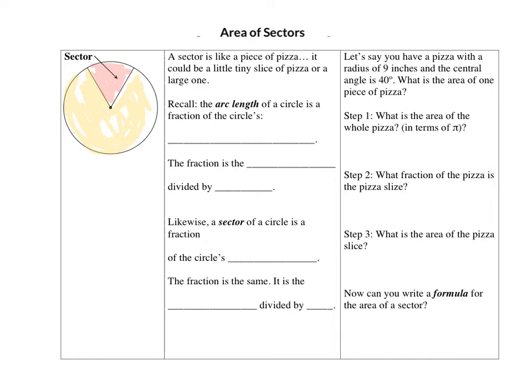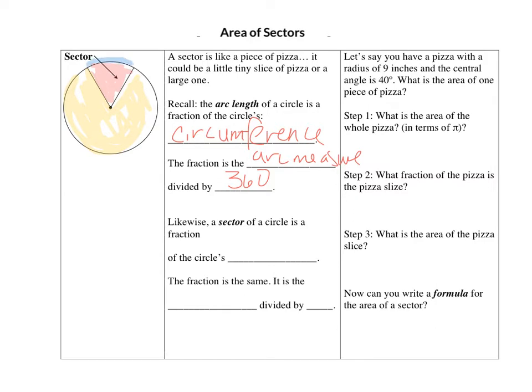Let's think back. This is going to be very related to how we found arc length. So think back to what arc length was. The arc length of a circle is a fraction of the circle's what? It was a fraction of the circle's circumference. And the fraction that you would find is the arc measure divided by 360.